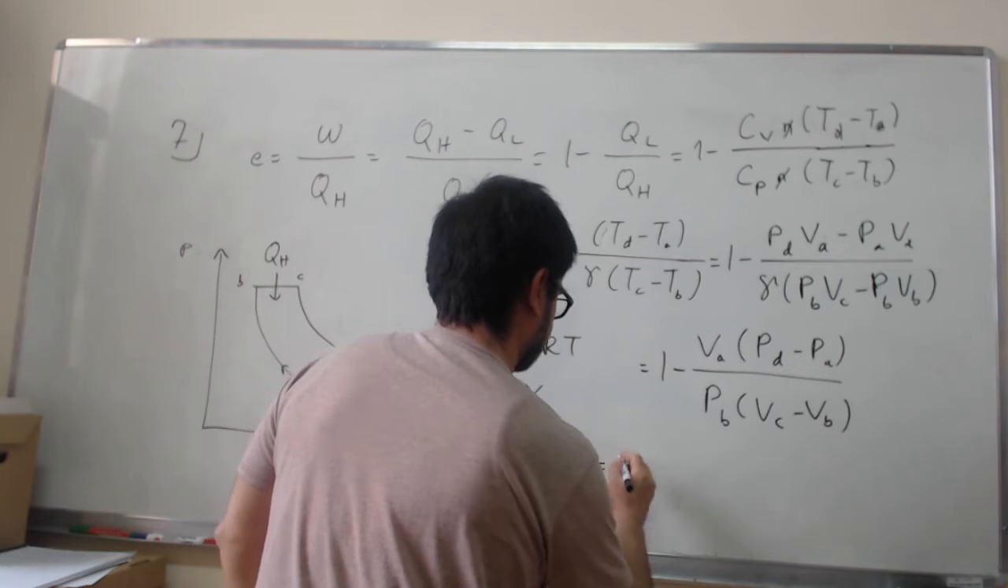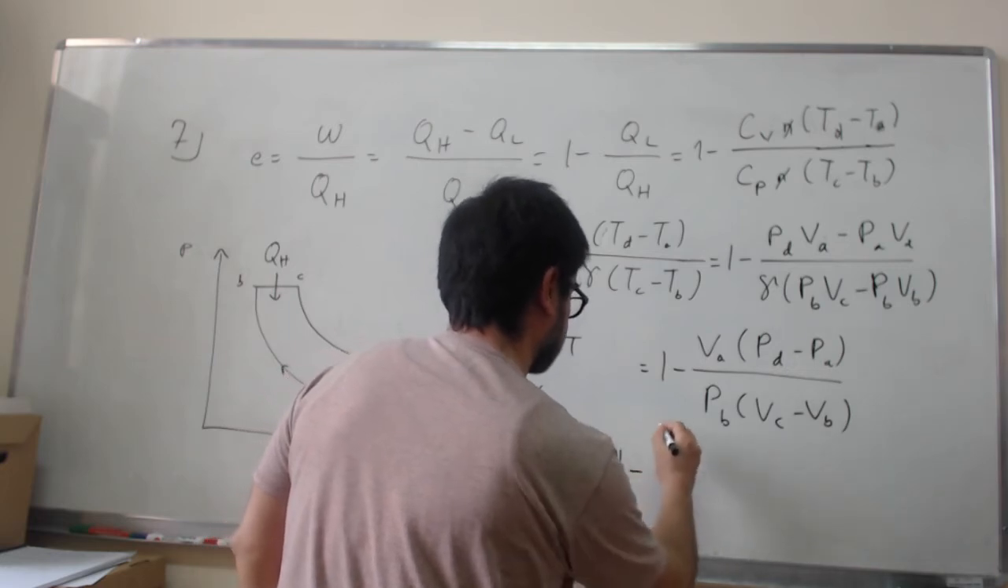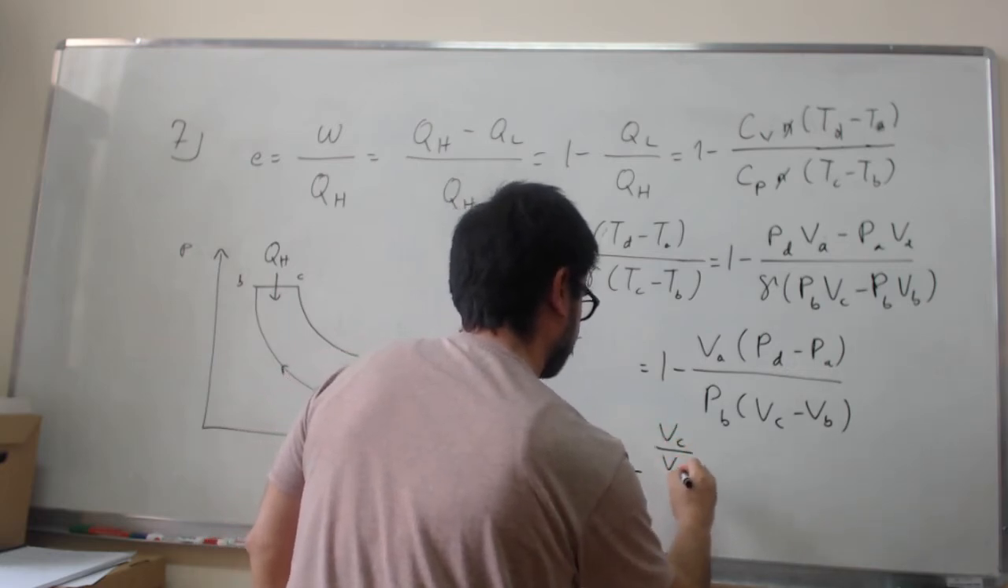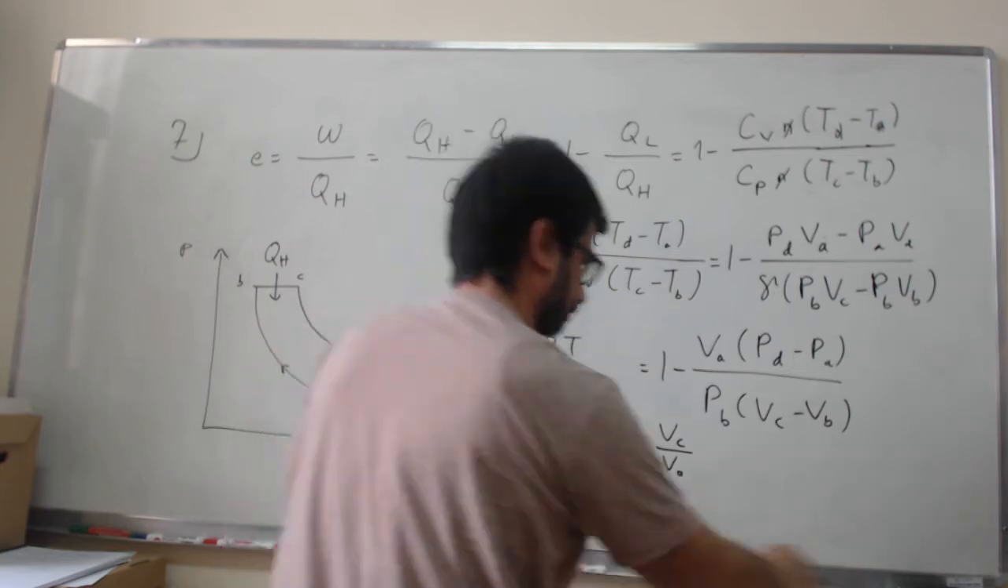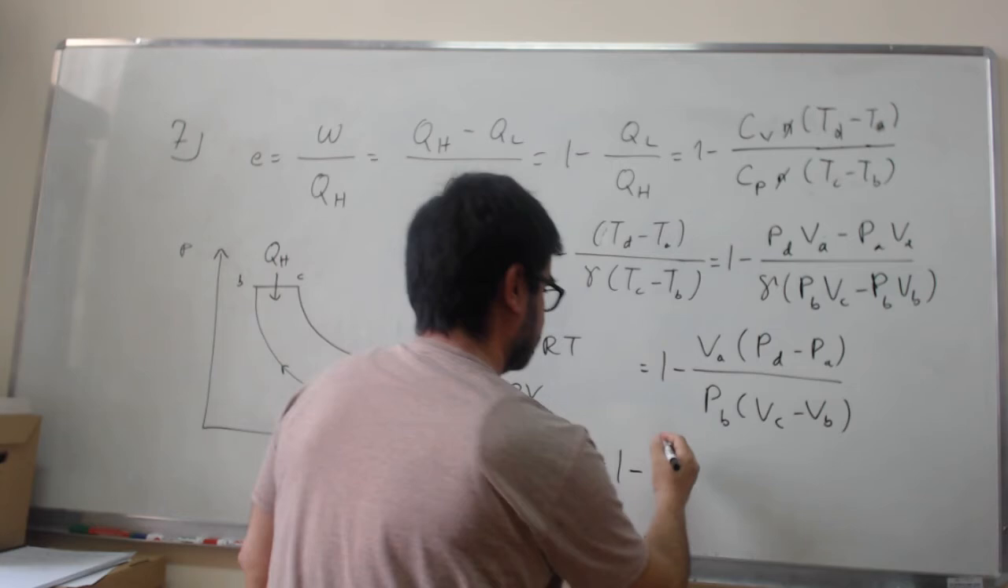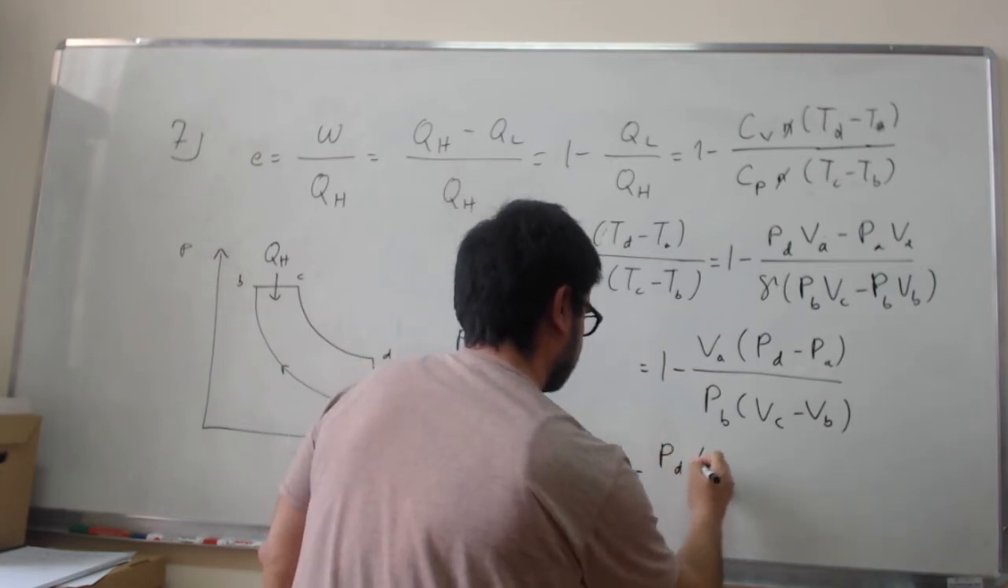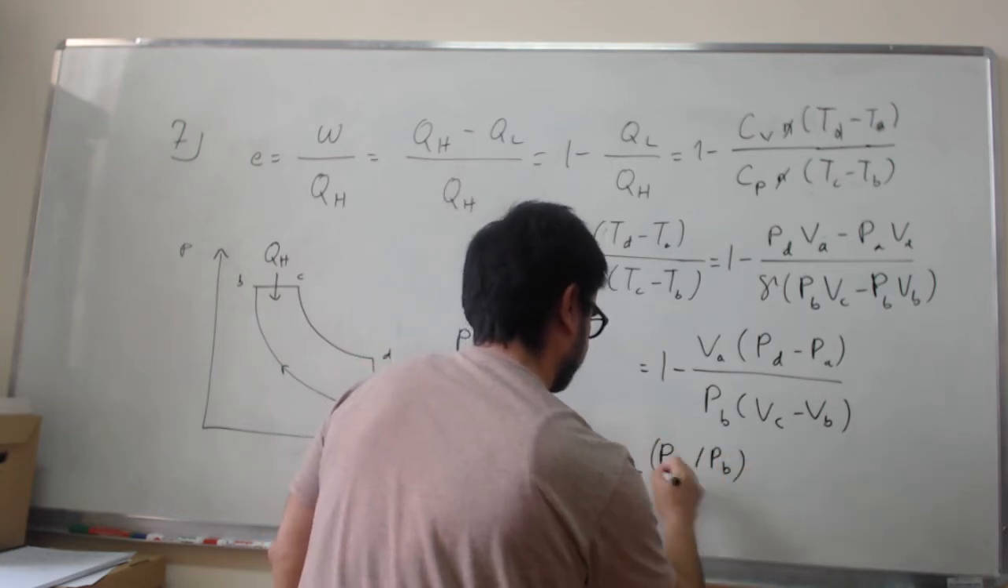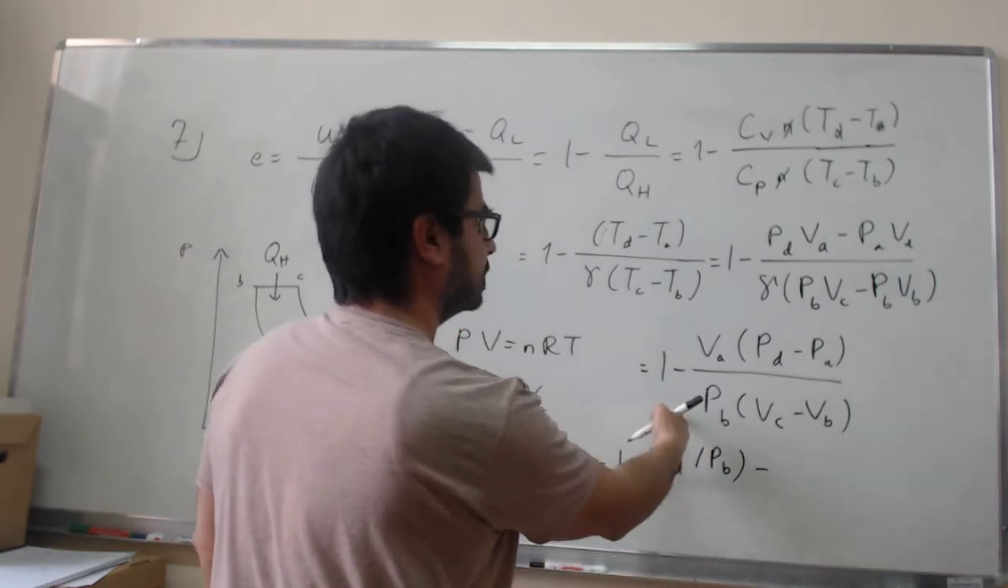So these are the initial steps. I'm not going to complete this. So VC by VA, so PB goes to the denominator of those. So this is going to be PD divided by PB minus, I'm missing a gamma here, right? Yeah.